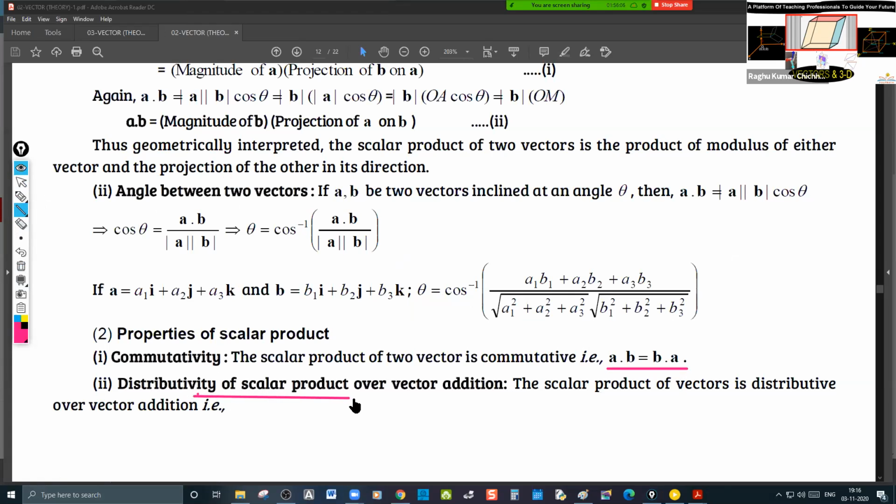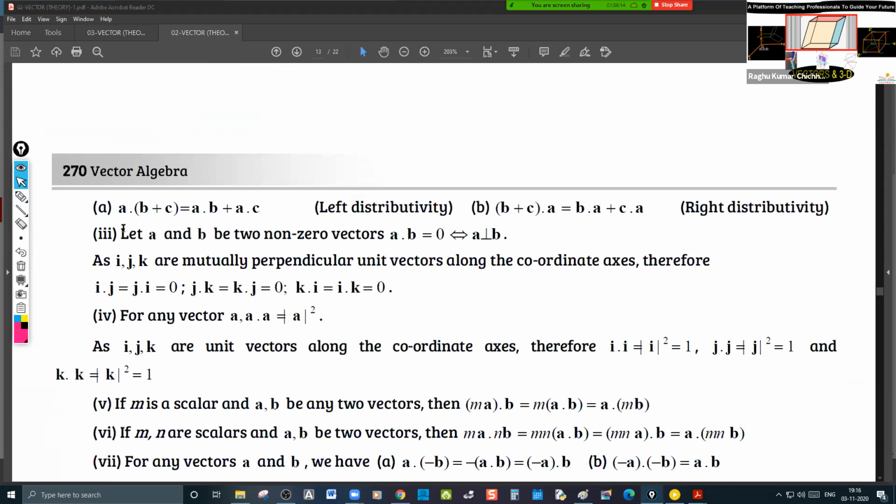So distributivity, that is a dot of b bar plus c bar is equal to a dot b plus a dot c. This is distributive law. Simple. Similarly, b plus c dot a is equal to b bar dot a bar plus c bar dot a bar. Right distributive law and left distributive law holds good here.